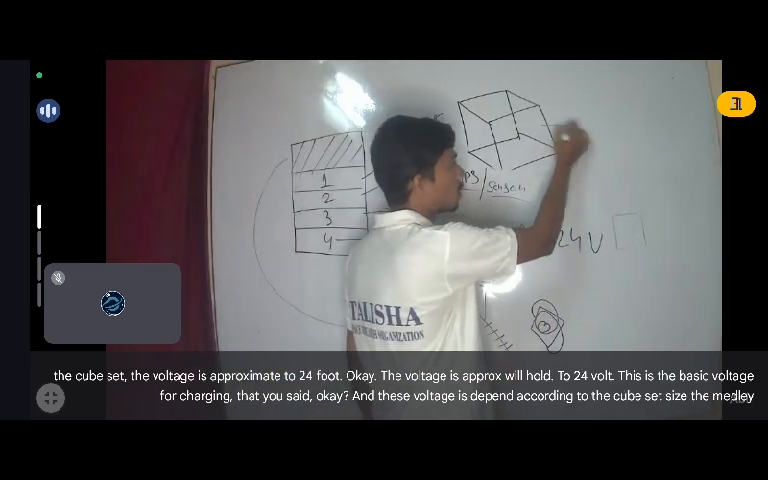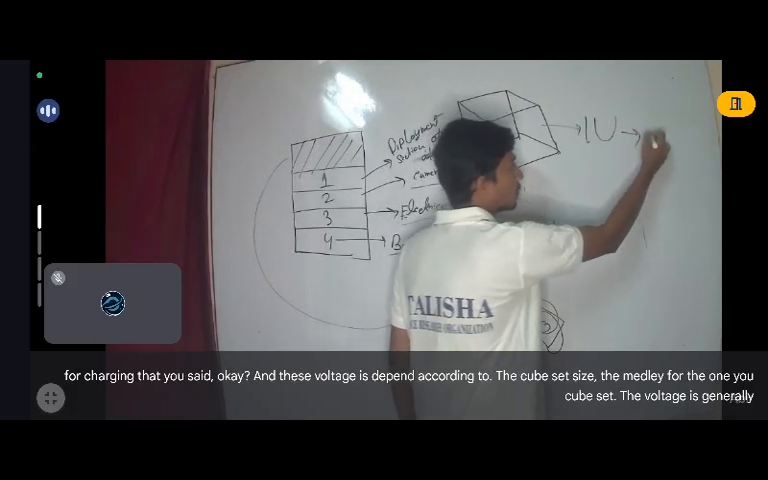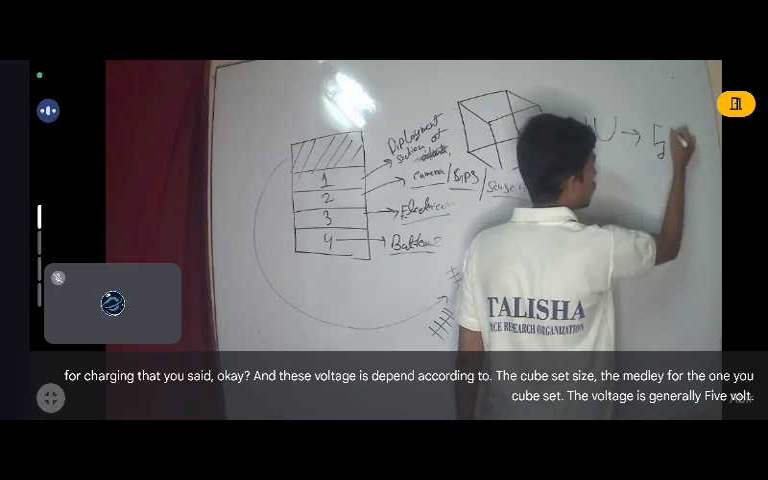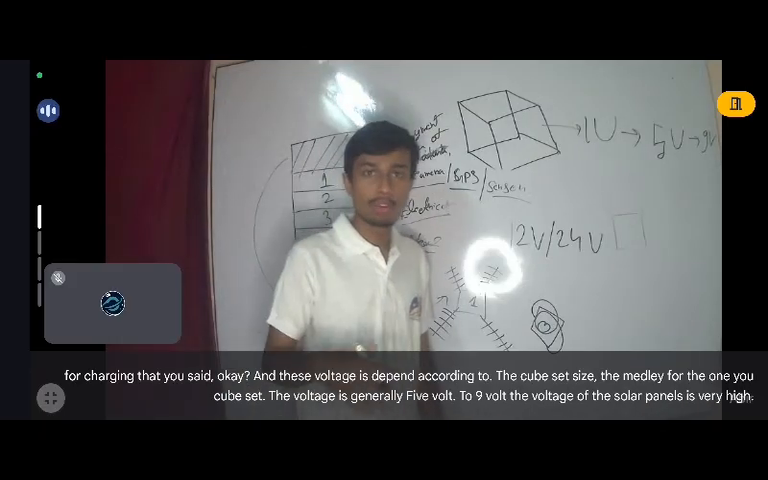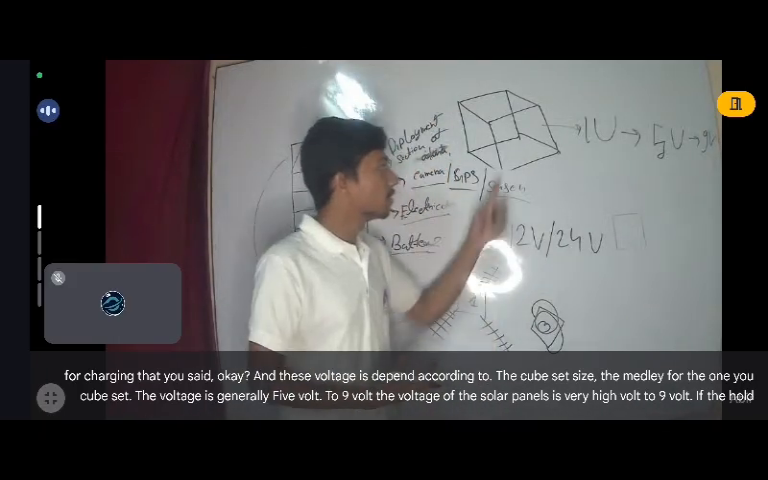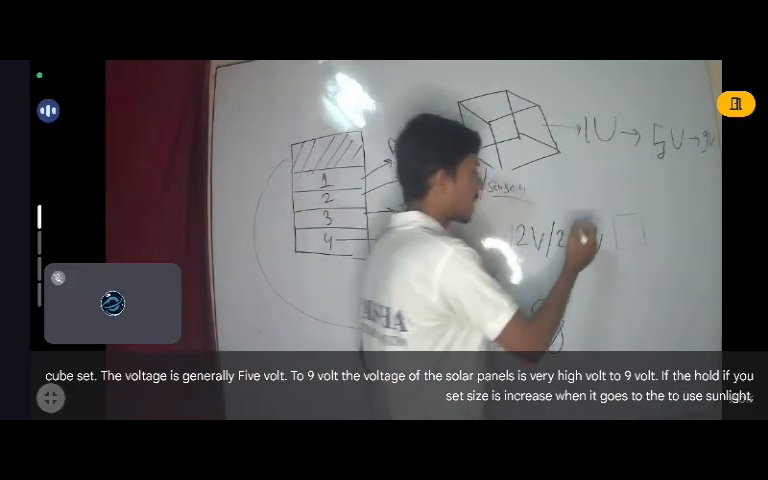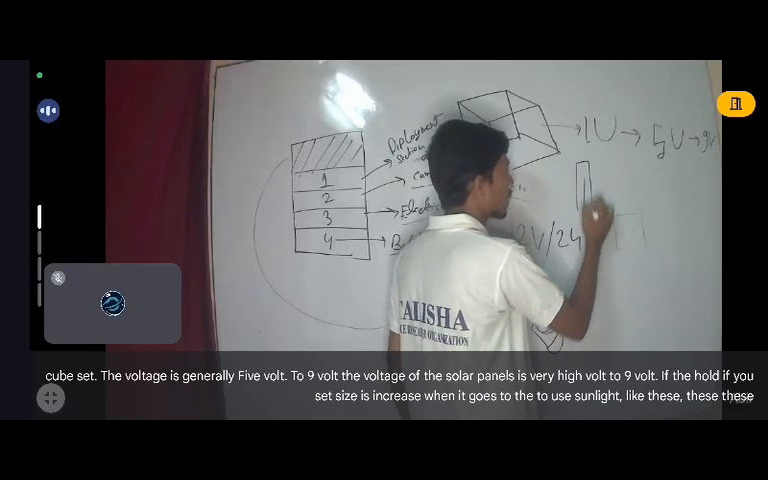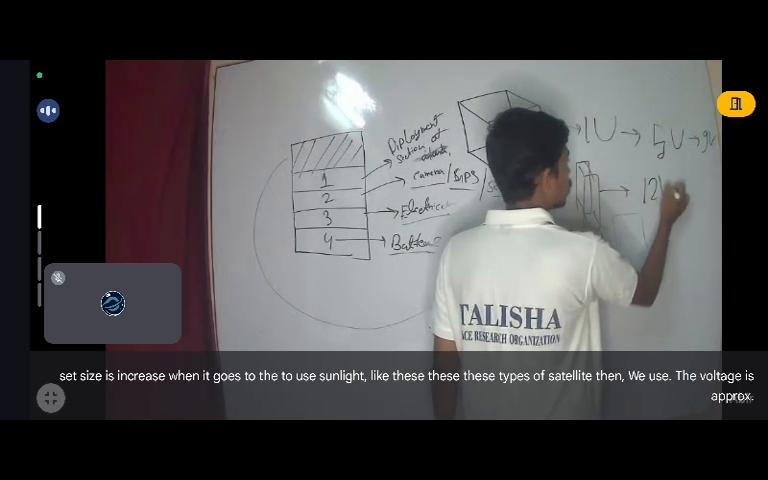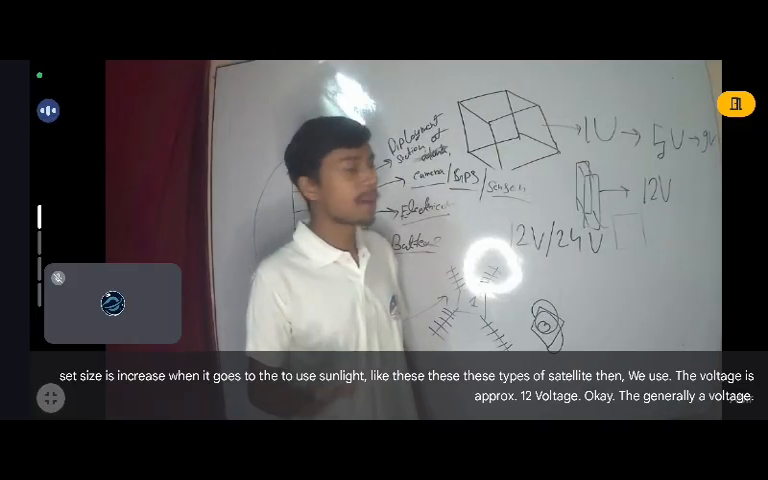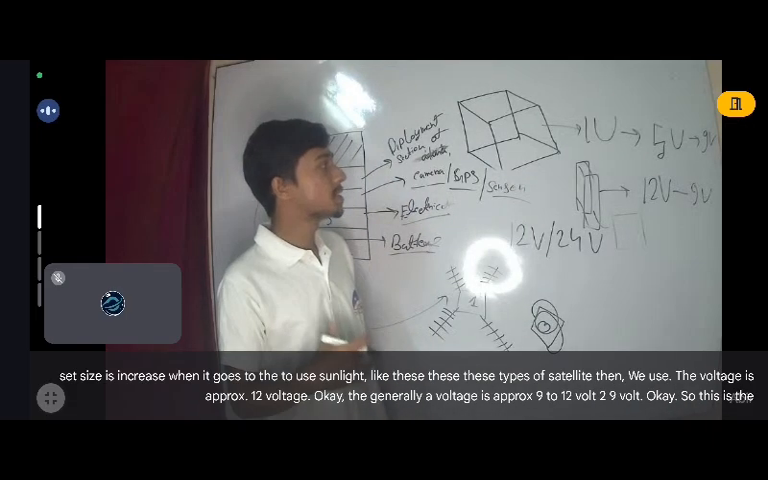Mainly for the 1U CubeSat, the voltage of the solar panels is generally 5 volt to 9 volt. If the CubeSat size is increased, when it goes to the 2U satellite, then the voltage is approximately 9 to 12 volt. So this is the basic difference.